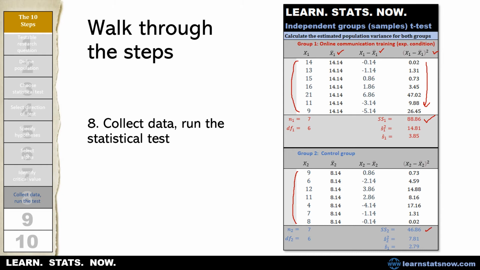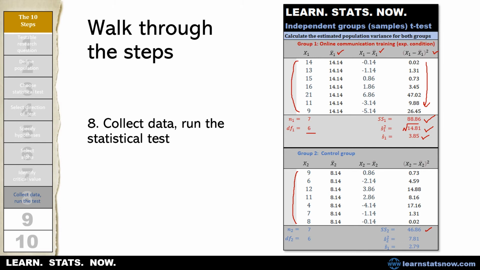Now from there, it's pretty simple to compute the estimated population variance. We're going to divide sum of squares by degrees of freedom. That becomes 14.81. And then we take the square root of that, and that becomes 3.85. That's the estimated population standard deviation. And we do the same thing for group 2.